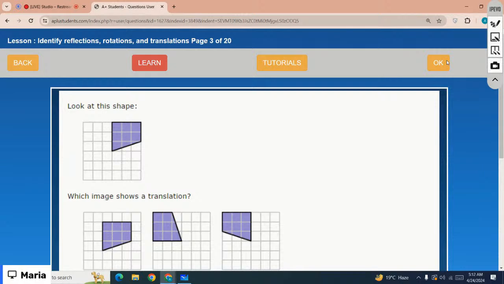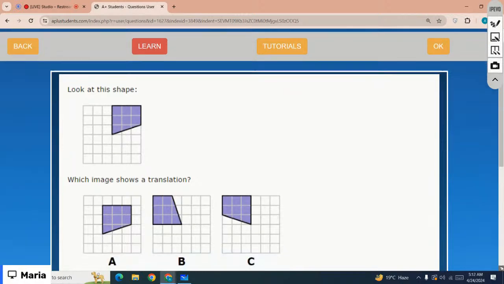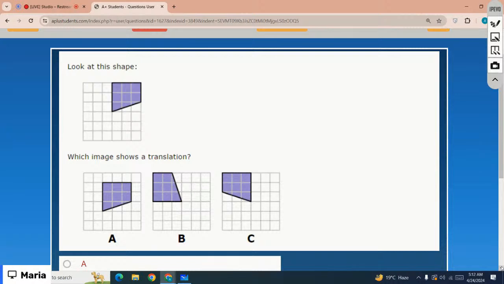Look at this shape. Which image shows a translation? Which is the correct option? Very good. A is the translation. The correct option is A.